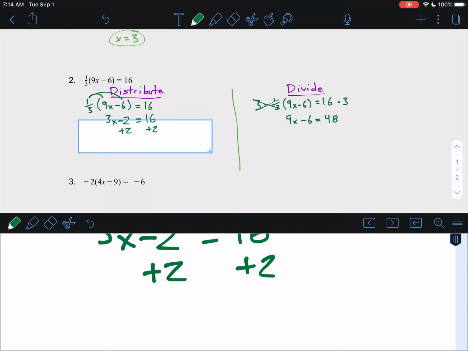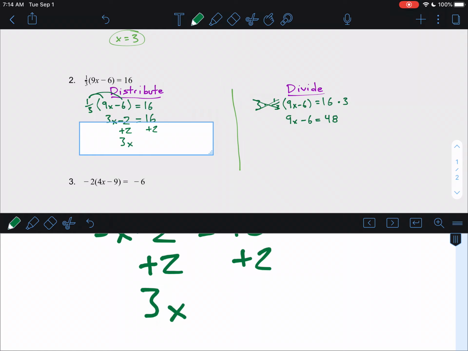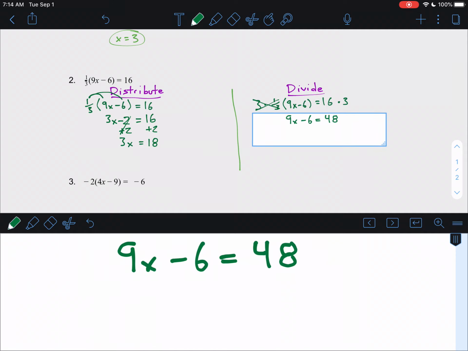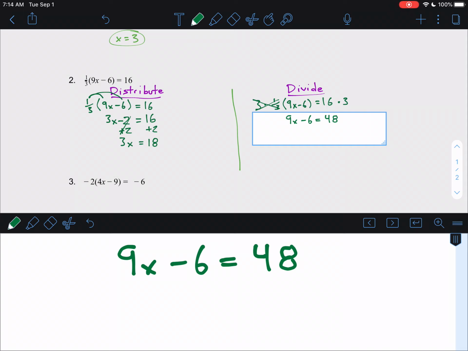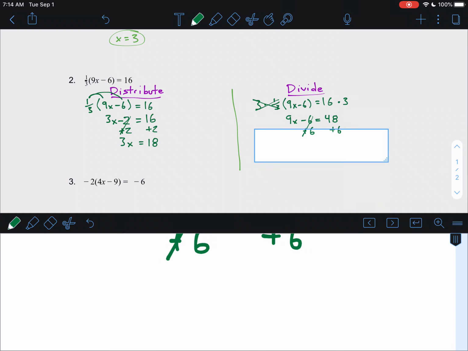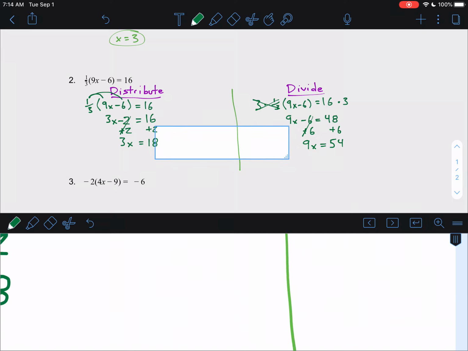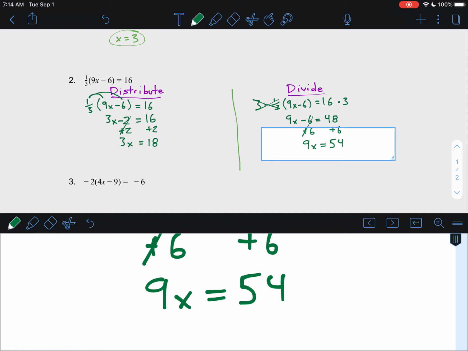So add 2 to both sides, and I get 3x equals 18, because that minus 2 and the plus 2 cancel out. And over here, I want to add 6 to both sides, because that plus 6 and that minus 6 are going to cancel out, and I'm left with 9x equals, and 48 plus 6 is 54. All right, so I have 3x equals 18, or 9x equals 54.